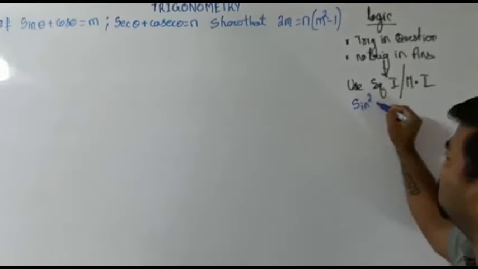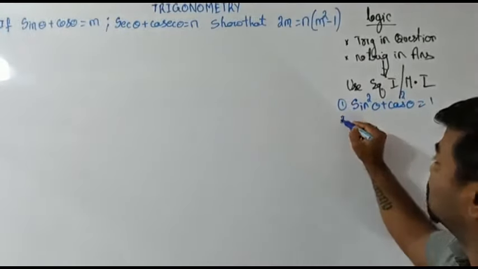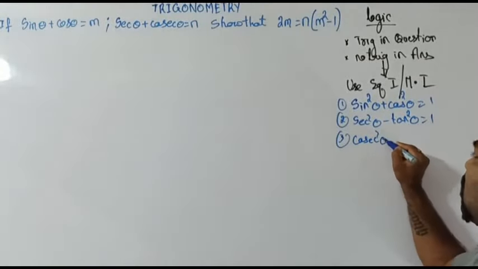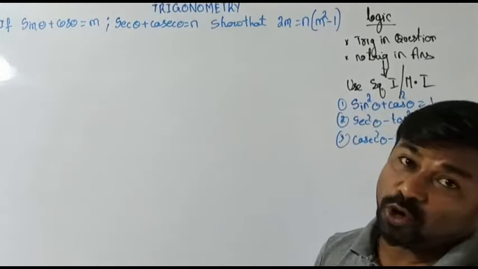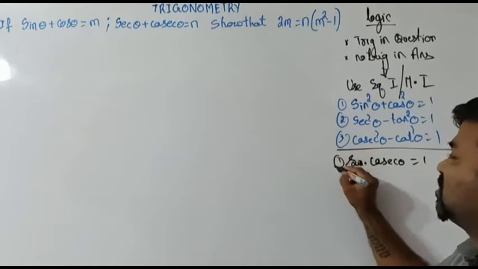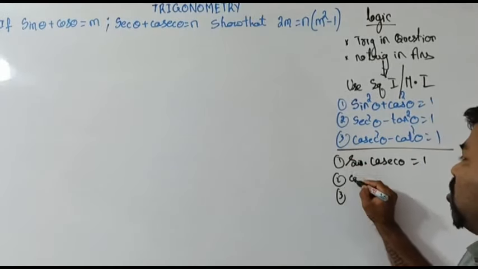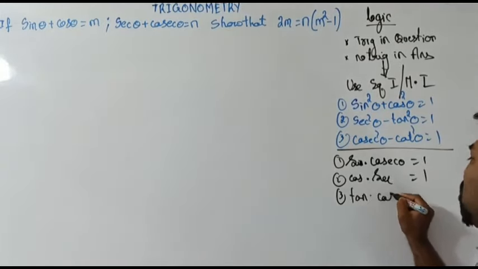Sine square theta plus cos square theta is equal to 1. You can use the first square identity, or the second one, which is secant square theta minus tan square theta is equal to 1, and the third one, cosecant square theta minus cot square theta is equal to 1. These are the square identities. Of course, we can use multiplicative identities also, like sine theta into cosecant theta is equal to 1, which is the first multiplicative identity. We have cos into secant as 1 and tan into cot is equal to 1.